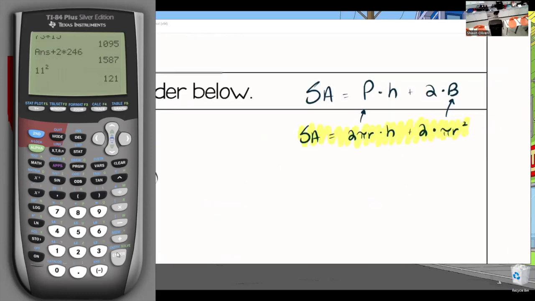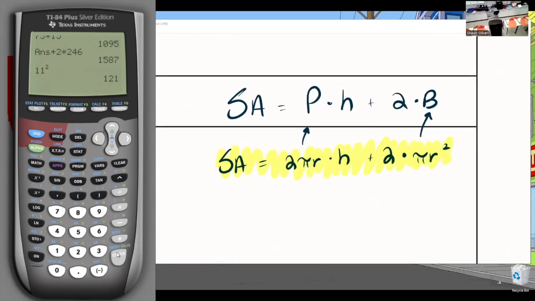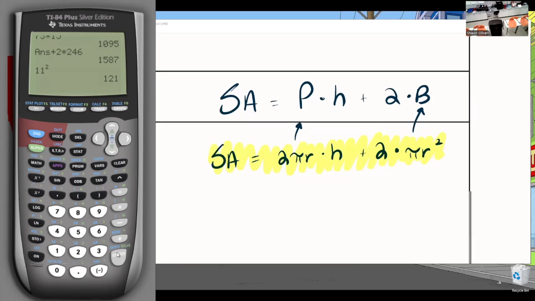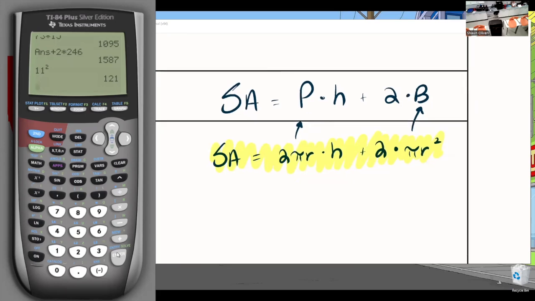Okay. And again, this is what I just showed you guys. 2 pi r times height plus 2 pi r squared. It's just perimeter times height plus 2 times the base area. That is why I prefer this equation over the other ones where it's specific to a certain scenario. Because it's the same. If we're doing a 2 base solid, it's the same.